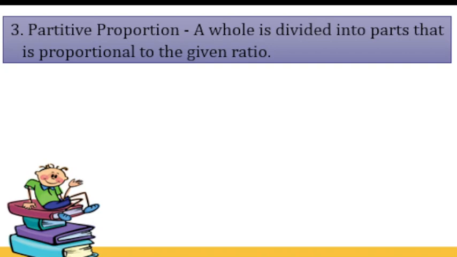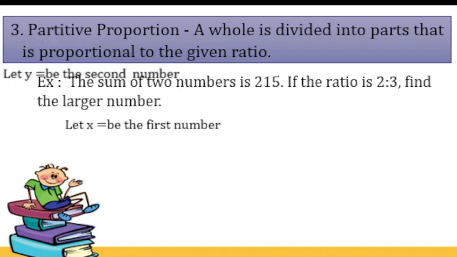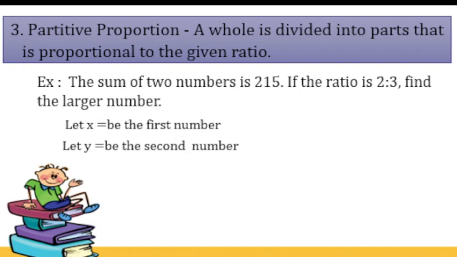ratio. Again, a whole is divided into parts that is proportional to the given ratio. Example, so the sum of two numbers is 215. If the ratio is 2 is to 3, find the larger number. Of course, we have to assign variables or letters. So let's assign the x and the y. So they are the first and the second numbers, where x is the smaller number and y is the bigger number.